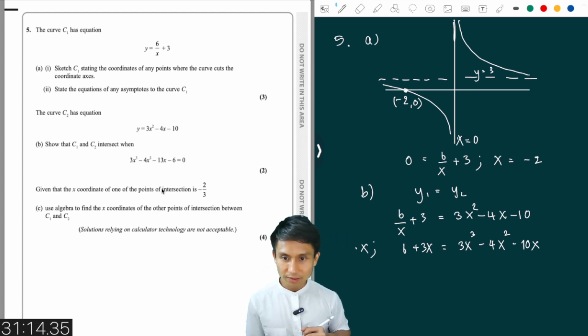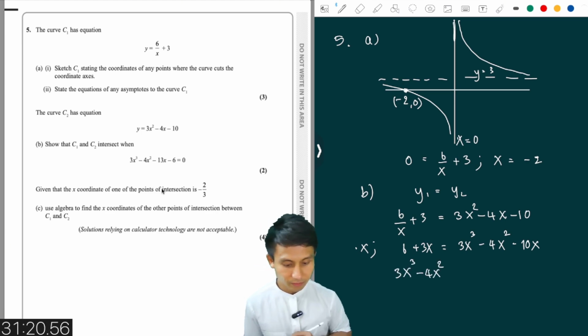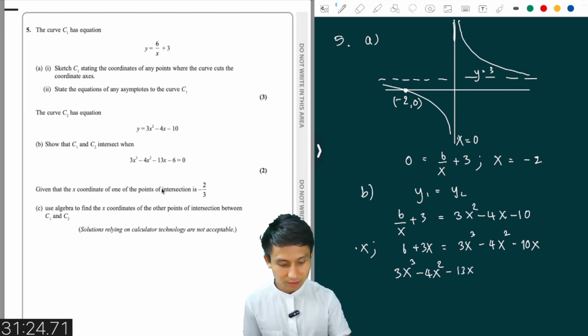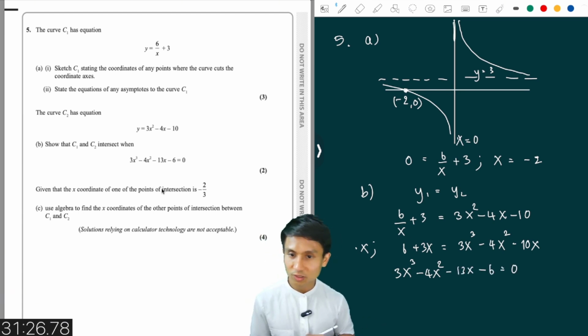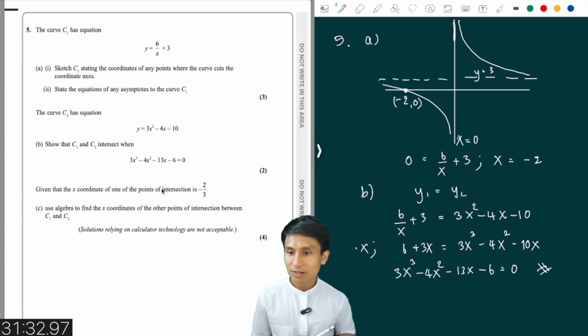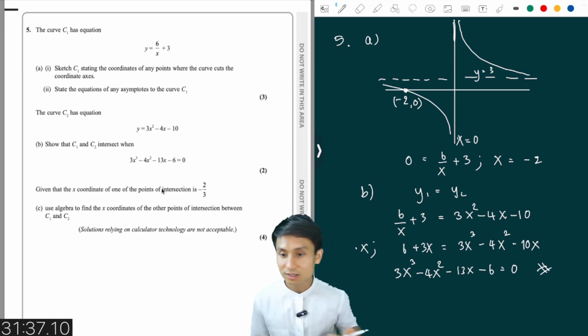And then we rearrange to make one side 0. I'm going to move to the left here. x squared. So minus 10x minus 3x becomes minus 13x. And then minus 6 because we move it to the other side, onto the left side. And that is as required. All right. Given that the x-coordinate of one of the points of intersection is minus 2/3.